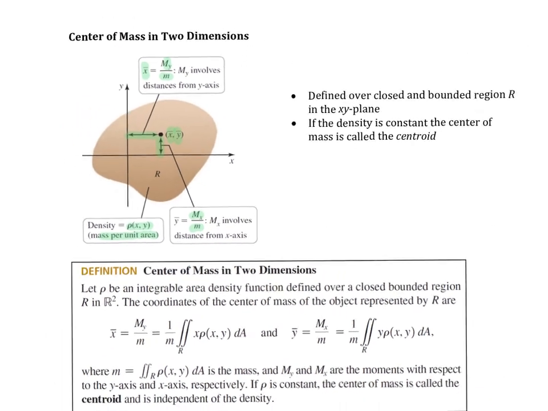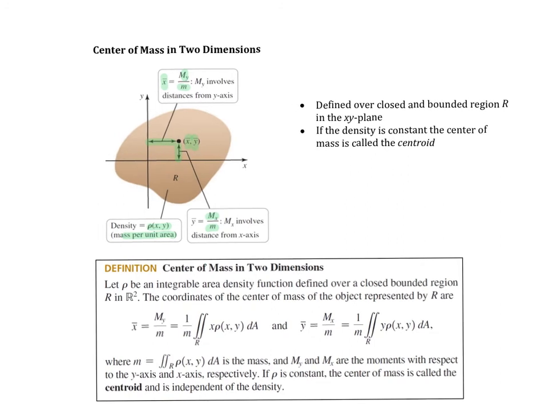Okay. And here our density function rho, because our region is an area, is going to be mass per area. When we talk about these 2-dimensional regions, we just have to make sure that they're what we call closed and bounded. So they're these nice regions that are in one piece.